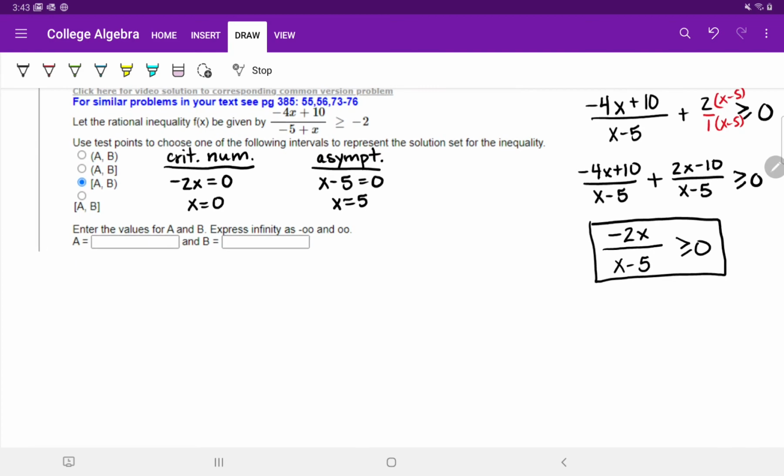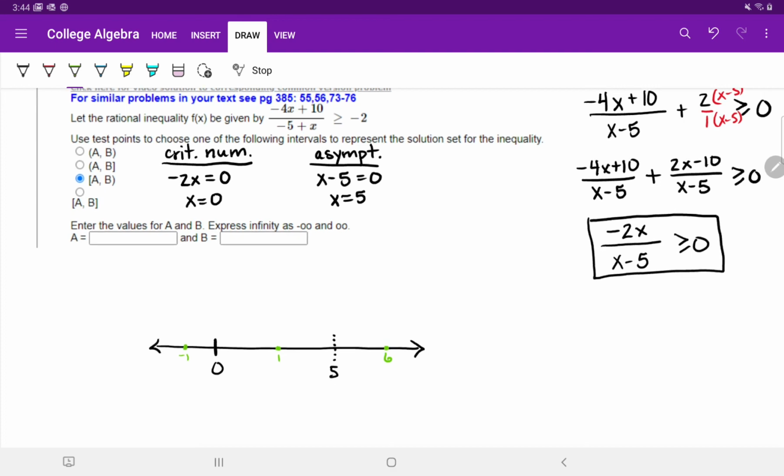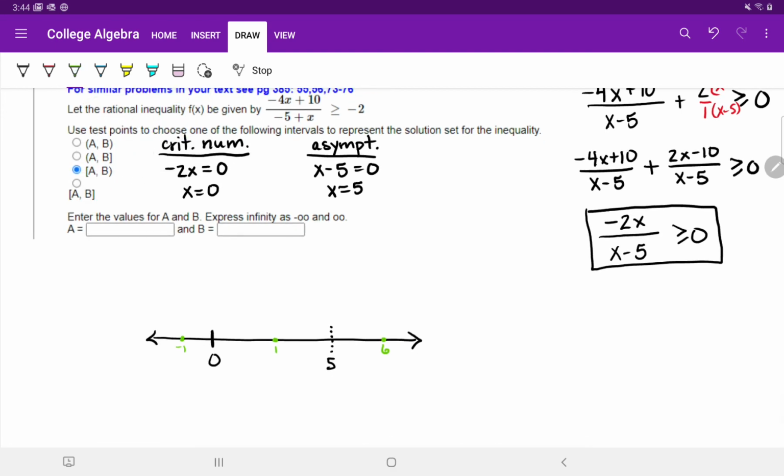So let's draw an x-axis and mark these two places on our axis, starting with 0 is an x-intercept, but 5 is an asymptote. So I'm going to do a dotted line there to remind myself that my function does not cross through at that point. In fact, that's a break in my graph. So pick some test points. We'll do negative 1, 1, and 6. I try to keep my numbers as small as possible. Time to plug these in.